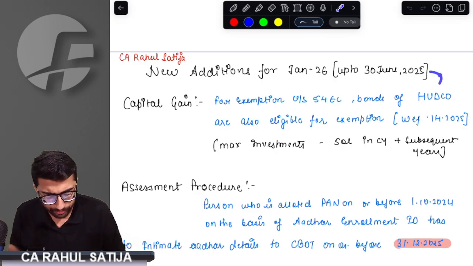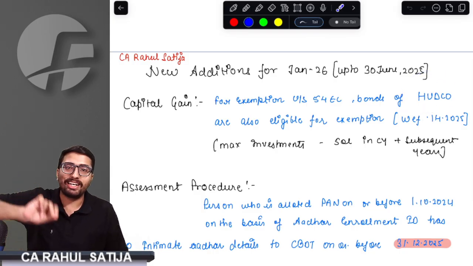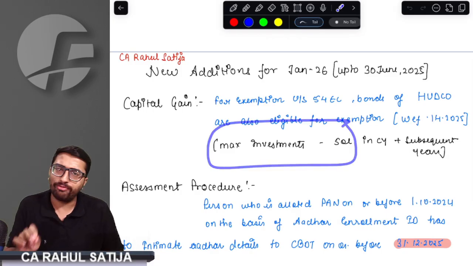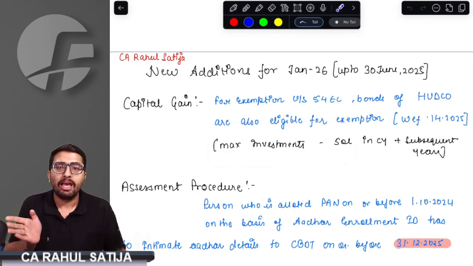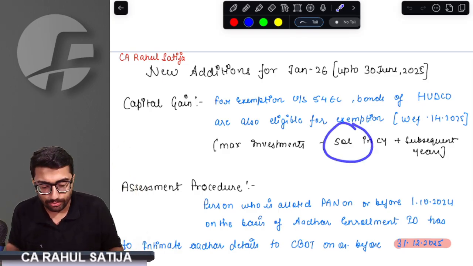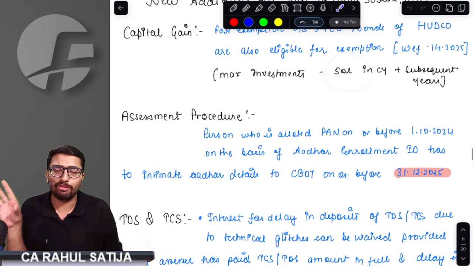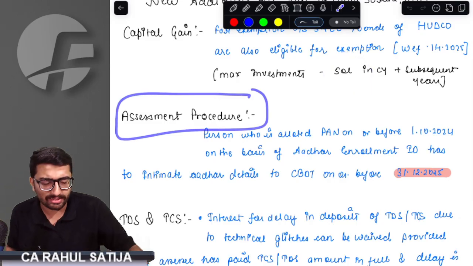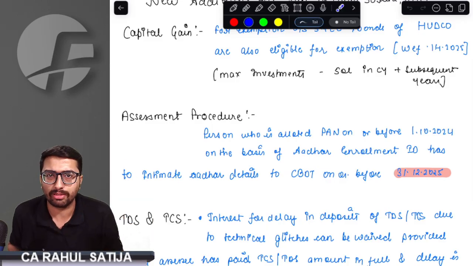Is that clear to everybody? HUDCO is added to the list of section 54EC. Maximum investment allowed in a single year is 50 lakh rupees. If you invest in multiple years and claim exemption, then a maximum exemption of 50 lakh is only allowed. So that's it, a very simple point. Not much to discuss. Now, a minor amendment in assessment procedure.